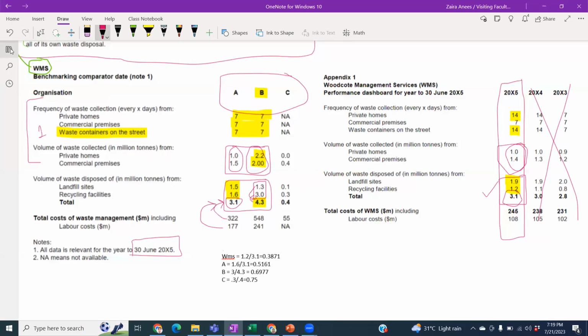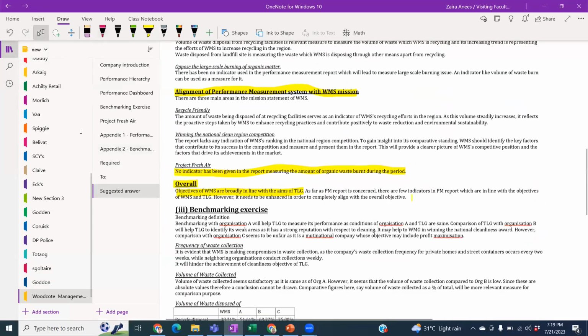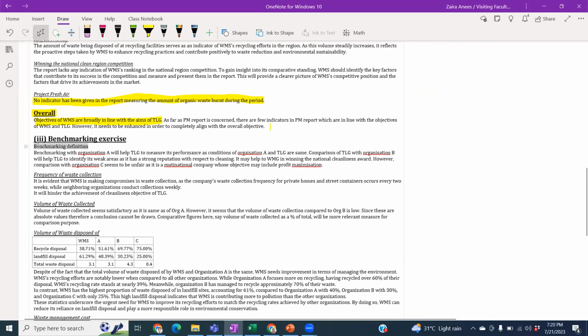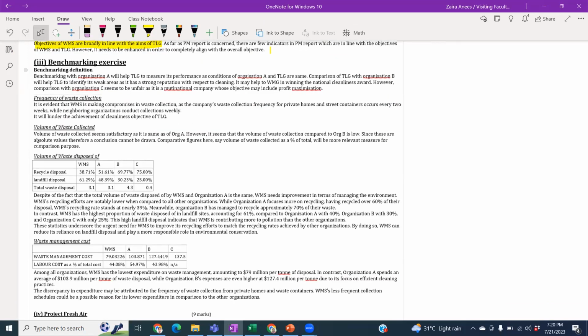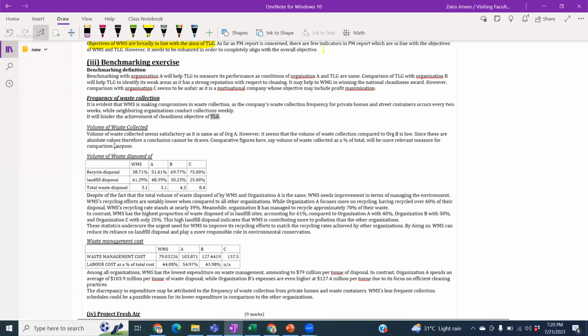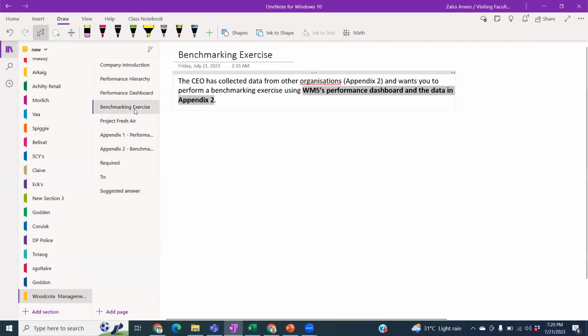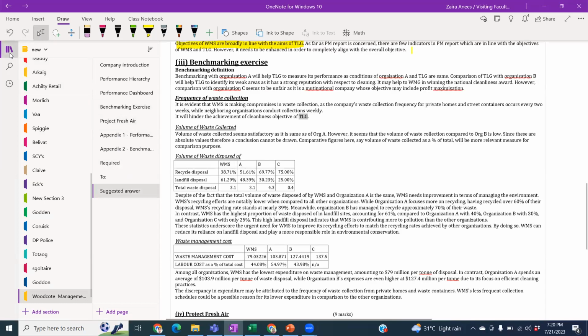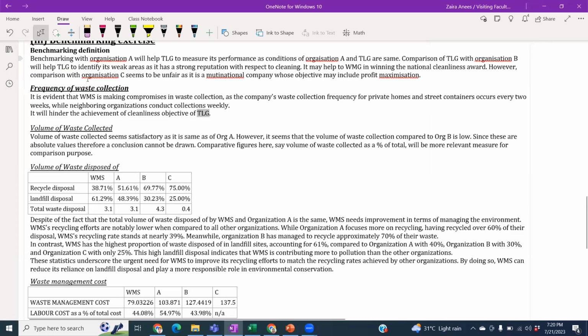So let me try to highlight how I have written here. See, this benchmarking definition, why I've written it here, is because the company is doing benchmarking for the first time. You can start with the benchmarking definition, the objective, the basic purpose of benchmarking, and then you can start. Starting with frequency of waste collection, we have identified that it is lower compared with the others, and it will hinder the achievement of cleanliness objectives of TLG. No, benchmarking is done with respect to what? Oh, it's WMS. So we should change this word from TLG to WMS.